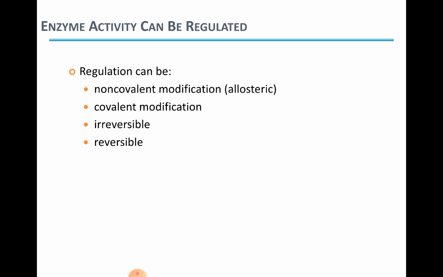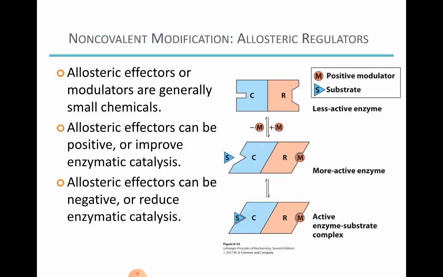So in non-covalent allosteric regulation, allosteric effectors or modulators are generally small chemicals. Allosteric effectors can be positive or improve enzymatic catalysis. Allosteric effectors that are negative may reduce the enzymatic catalysis.